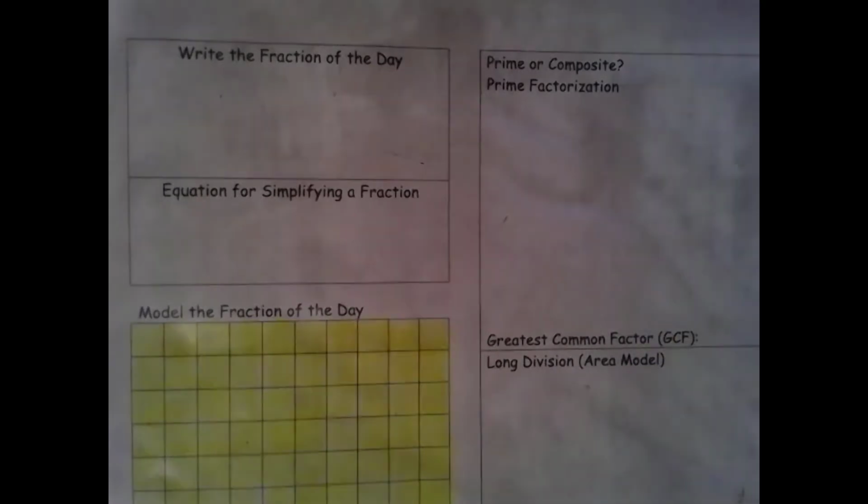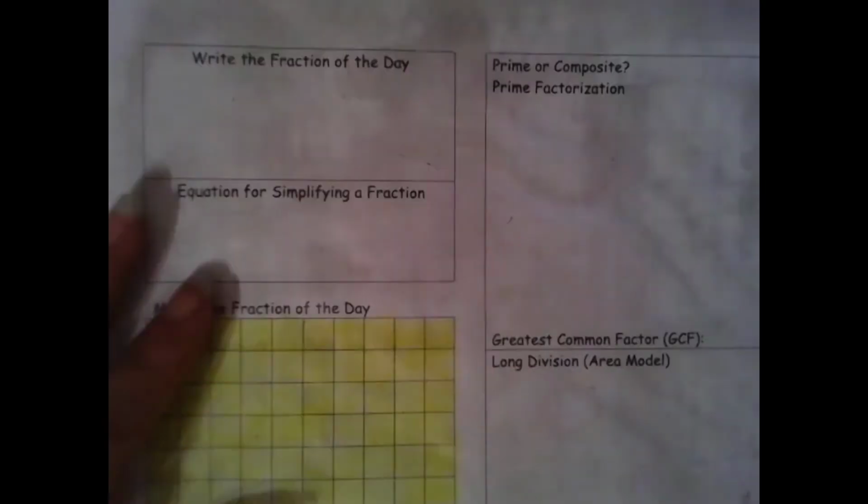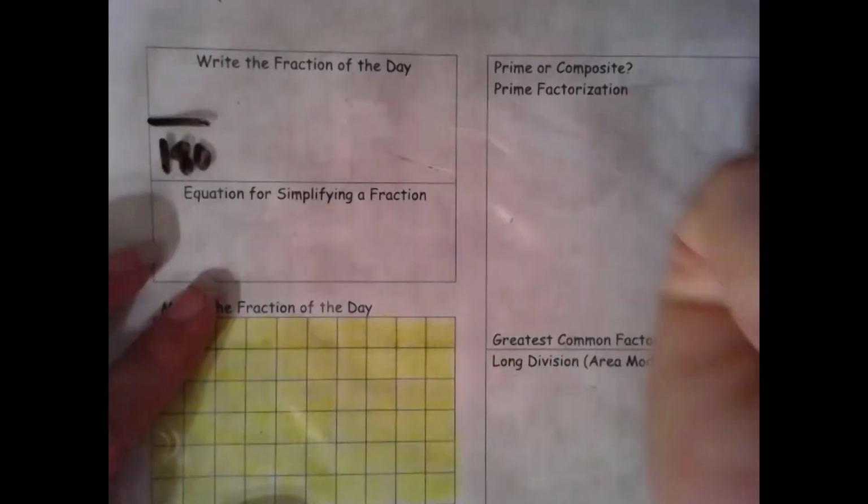Beginning of a new row. All right, so let's get down our beginning fraction. We have a total of 180 school days, so that's our denominator, and we're on day 61.